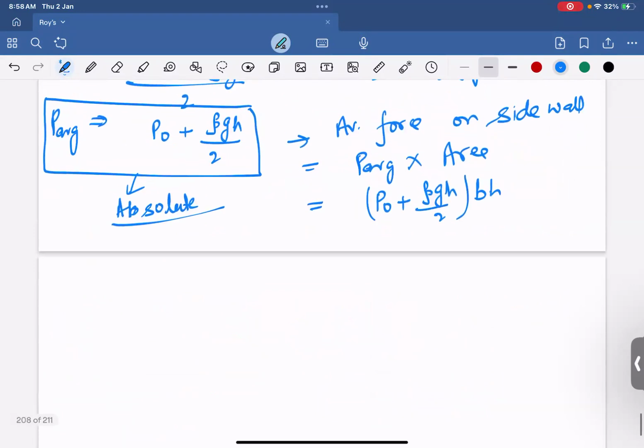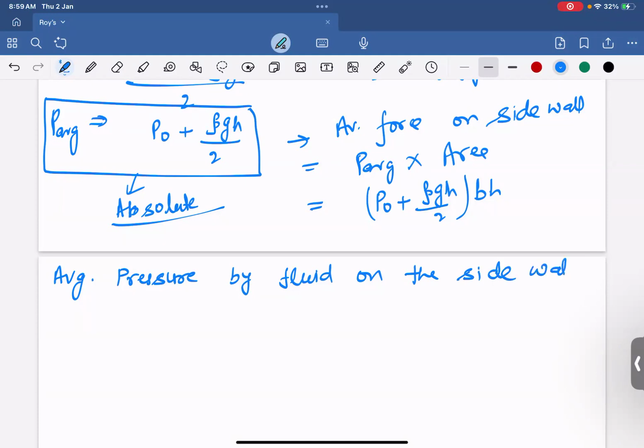If I say the average pressure that only the liquid has applied on the side wall, and not consider the atmospheric pressure, then the average pressure by that fluid on the side wall is only this part. This will be rho G H by 2.